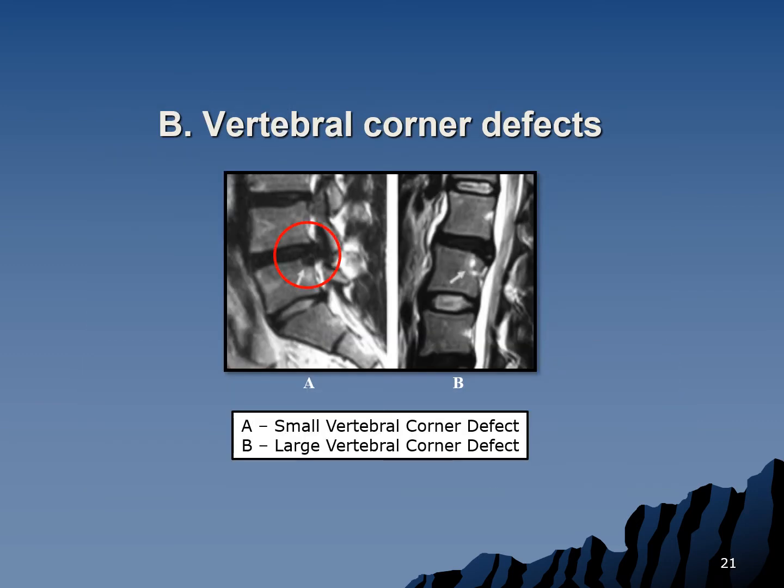All right, the vertebral corner defects, if you look carefully, if you follow the white area here, you can see the vertebral corner has been punched out. And then if we look at this one, again, you can see the vertebral corner. It almost looks like a compression fracture, but that is how the nuclear material escaped.